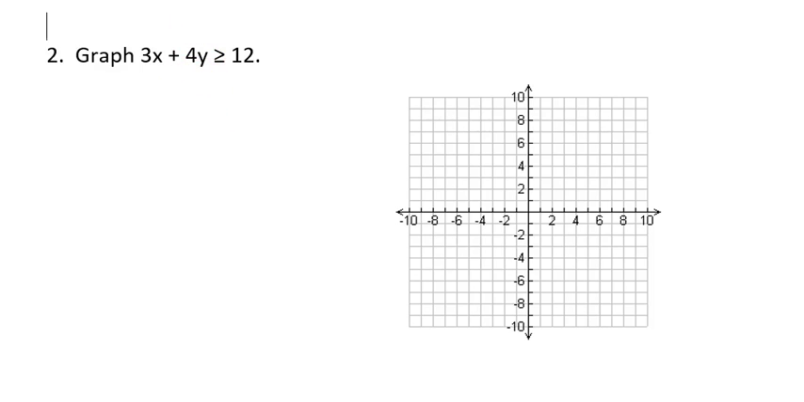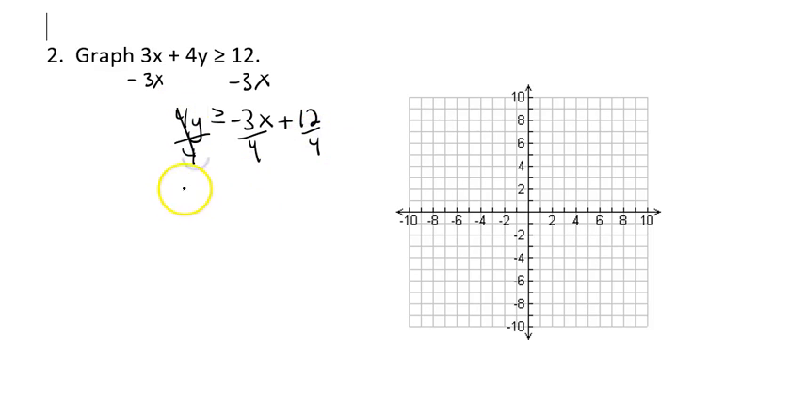Now, our second example is not in y equals mx plus b form, slope-intercept form. This is in standard form. And so I'm going to need to get that y by itself first. So I'm going to subtract the 3x, and I'm going to have 4y greater than or equal to negative 3x plus 12. And then I need to divide by 4. So divide by 4 everywhere. I get y greater than or equal to negative 3/4 x plus 3.